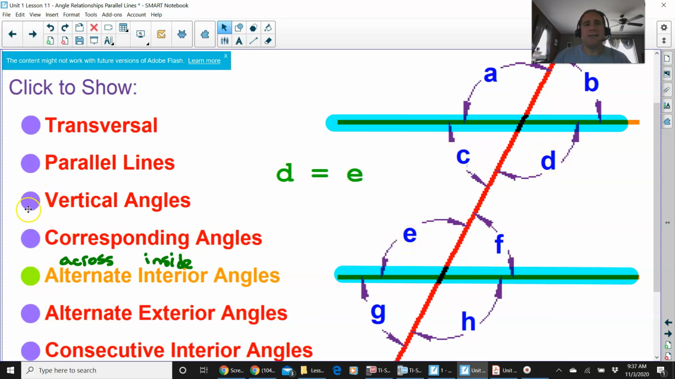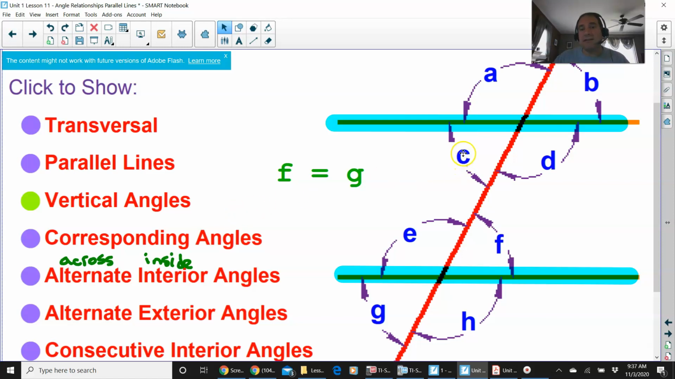Please do not get confused, because remember, vertical angles meet at the point of the V, right? So they have to be directly across from each other. A and D meet at the point of the V. B and C, E and H, and F and G all meet at this middle point right here, this vertex, where the V kind of meets right at that vertex. A and D, B and C, E and H, F and G, vertical.